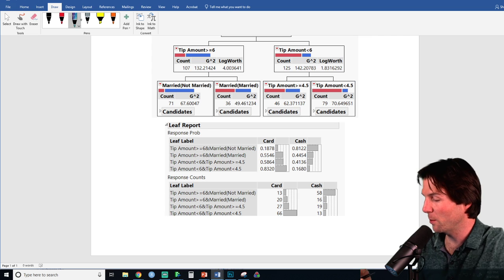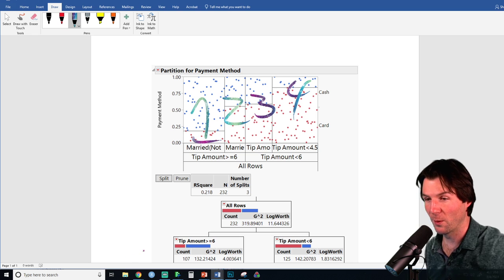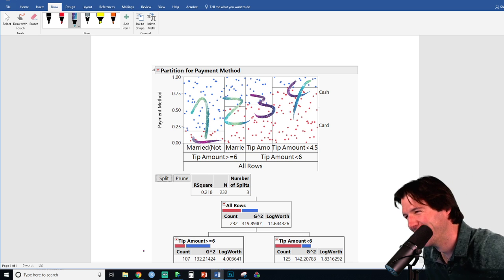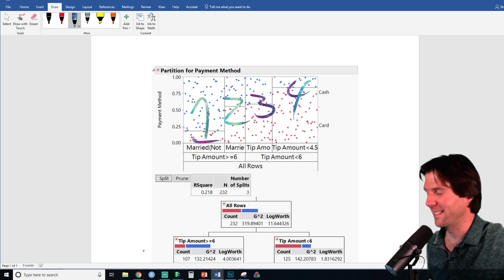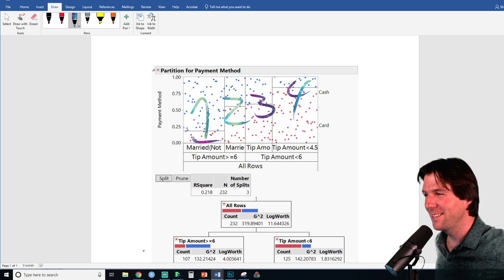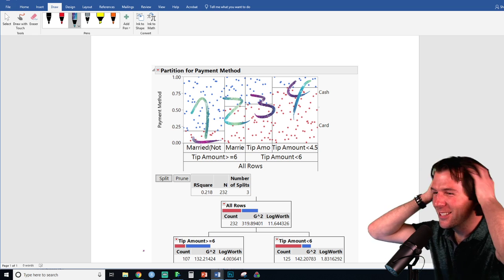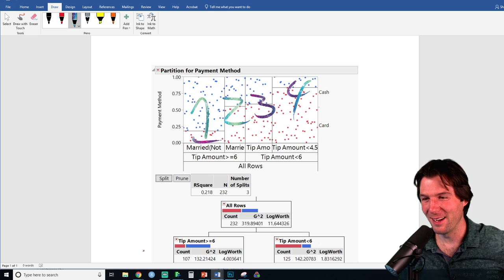Let's take a look. Do you remember what I marked on here at the top? I marked 1, 2, 3, 4. Now, I want someone to tell me which of these leaves is the smallest? 1, 2, 3, or 4.